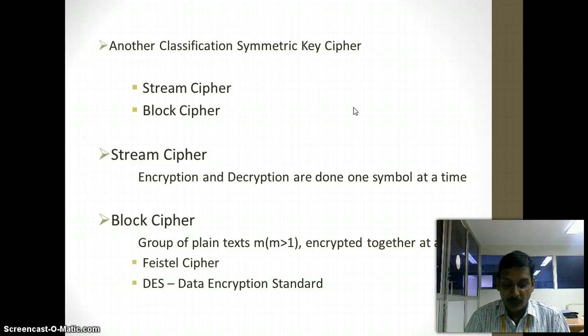A nice feature of Feistel cipher is that encryption and decryption are structurally identical, though the subkeys used during the encryption at each round are taken in reverse order during decryption.